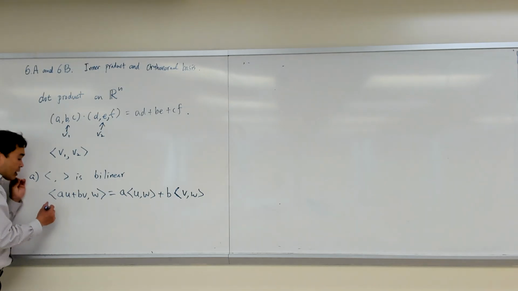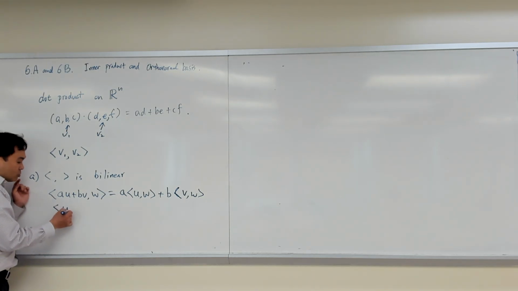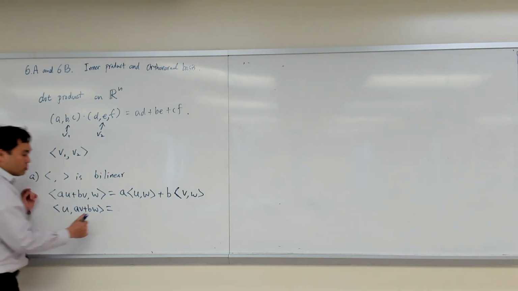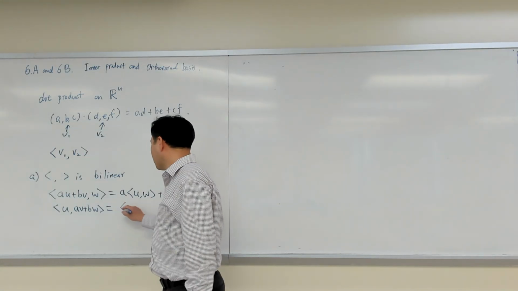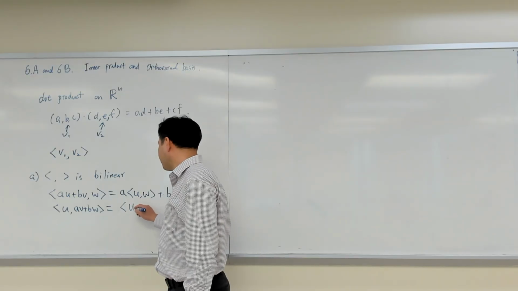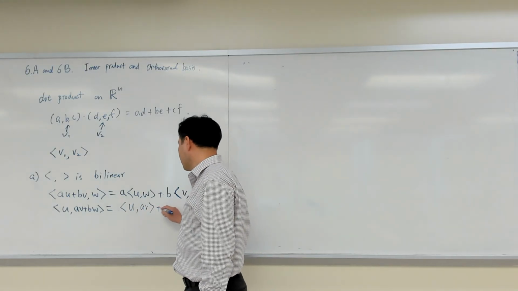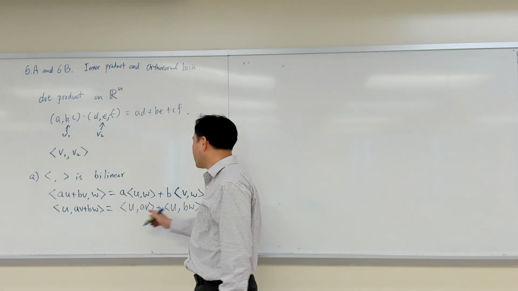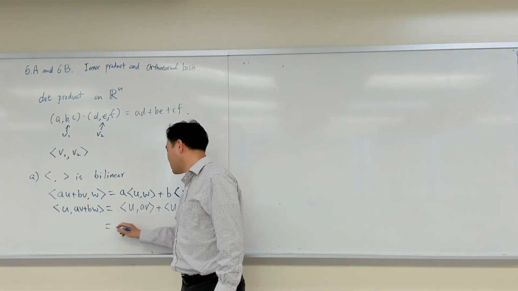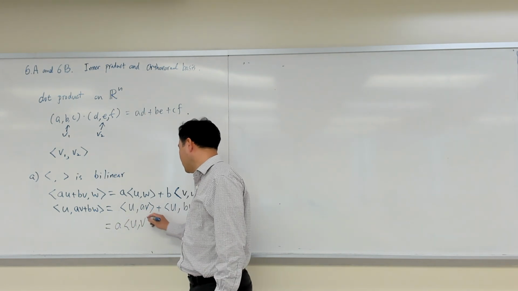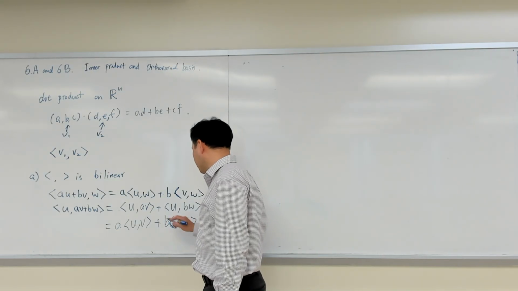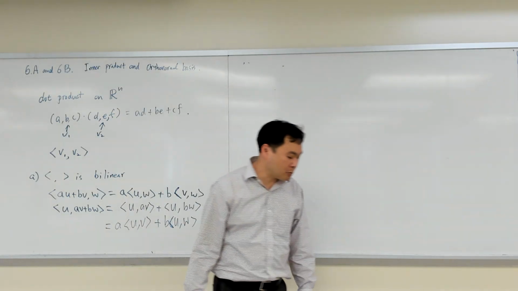And the same thing happens for the other case as well. If you have U, comma AV plus BW, so that you're fixing the U, then first of all, addition splits. And then any constant can be brought outside. So it's like A times UV plus B times UW. And that's what it means to be bilinear.